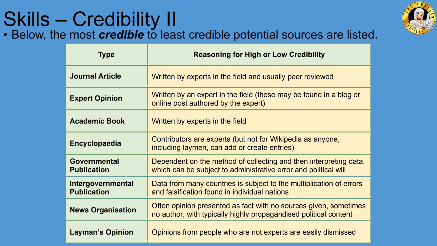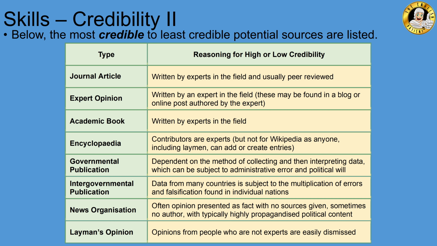Another credible source is an encyclopedia, and this is because the contributors to the encyclopedia are experts. Understand, though, that Wikipedia is not a credible source, because anybody can contribute to Wikipedia, including laymen or people who are not experts, and they can add or create entries within Wikipedia itself. So other encyclopedias, though, they actually ask people who are experts to write just a small portion of the encyclopedia in order to actually get that particular information. So encyclopedias, generally speaking, are good sources of information.